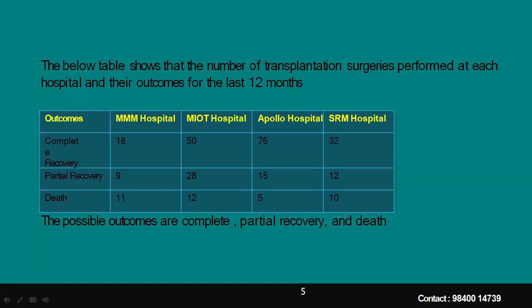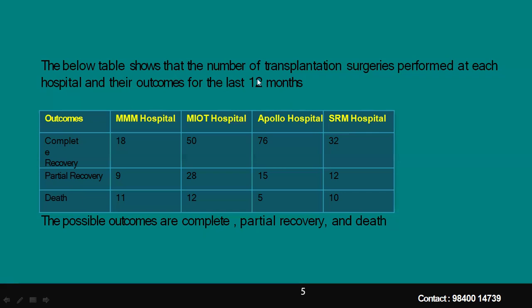So I have two categorical variables, okay? Name of hospitals and the other categorical column is outcomes. The name of hospitals column contains Triple M hospital, Mayot hospital, Apollo hospital, SRM hospital. And I have another categorical variable called outcomes. The outcome column contains these three categories, and the name of hospital contains four categories.